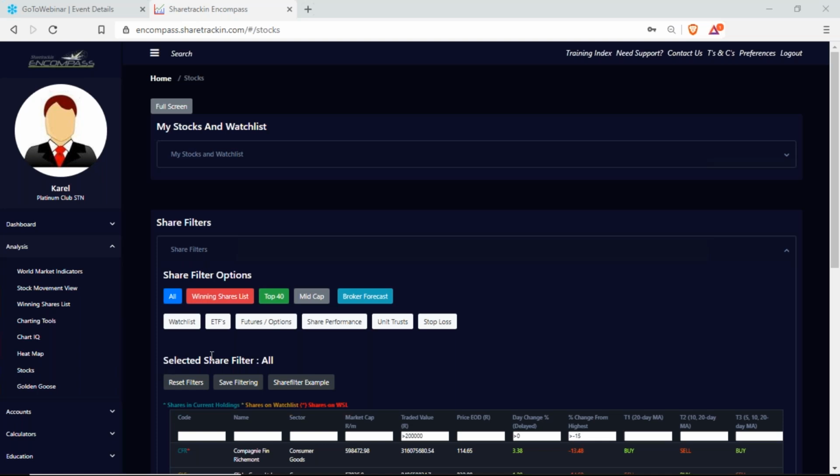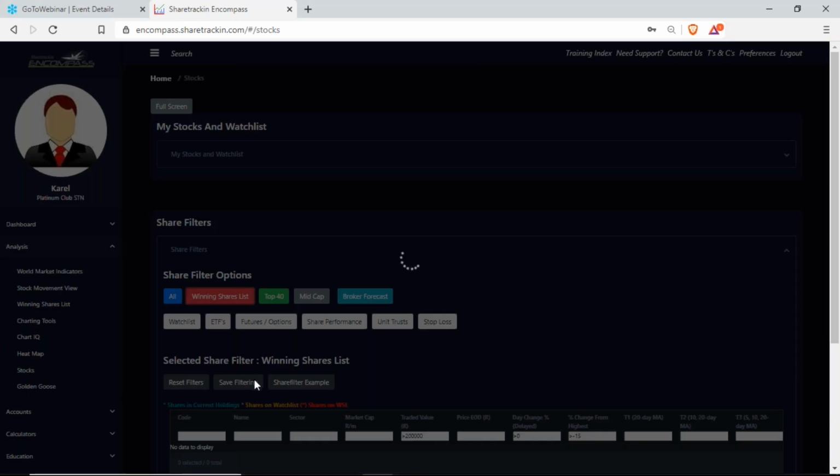If I look here, selected share filter, all. So if I click on winning shares list now, it will change it. You see it says winning shares list. And I can also change it back at a later stage. Then I have reset filters and save filtering and share filter example.